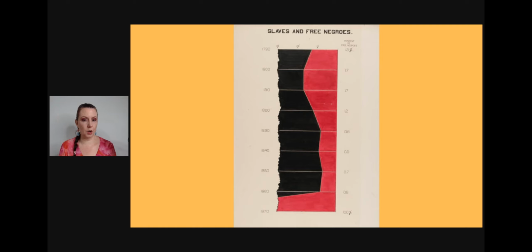And so this particular one is looking at slaves and free Negroes by year, who was still enslaved and who had gained their freedom, up until the point where everybody had gained their freedom. He has a very powerful series looking at Black history through data visualizations, and something I feel strongly that we all should be familiar with.